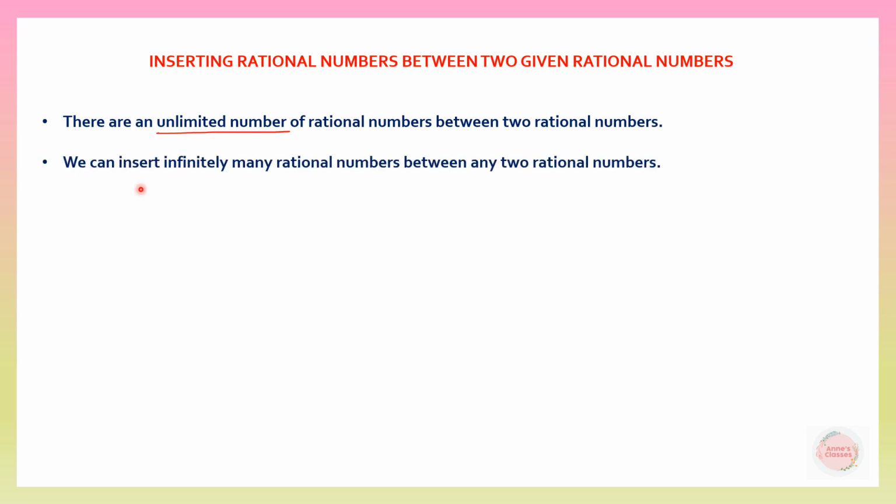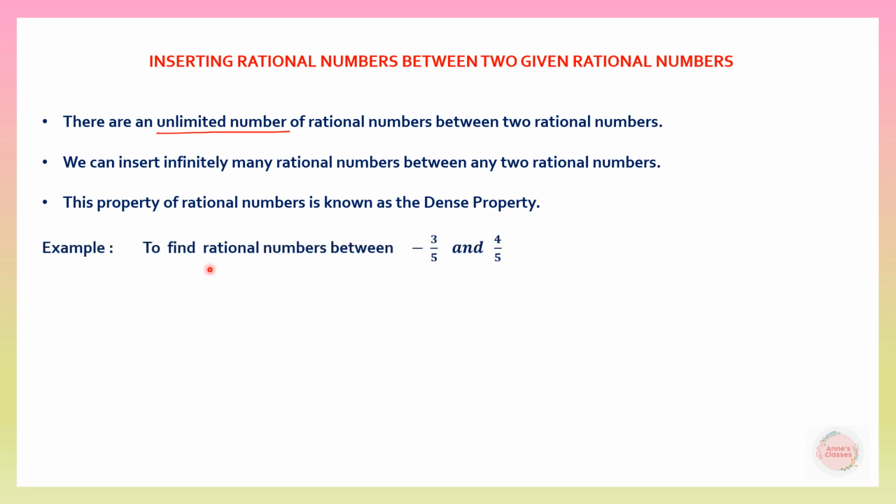We can insert infinitely many rational numbers between any two rational numbers. Then this property of rational numbers is known as the dense property. So this is something you can keep in mind because we can insert so many rational numbers without any limit, that property is known as the dense property. Now let's take an example.